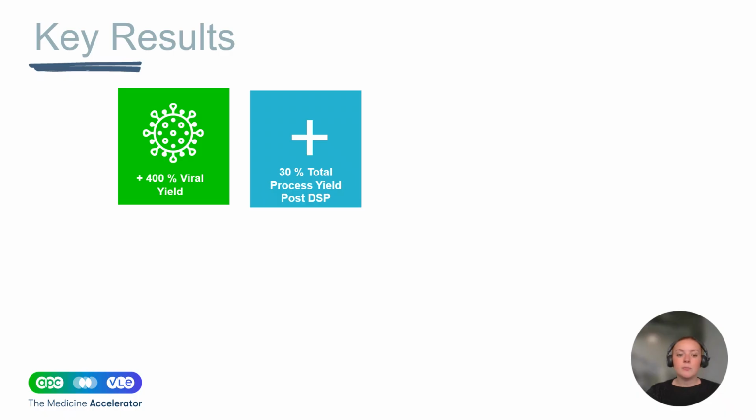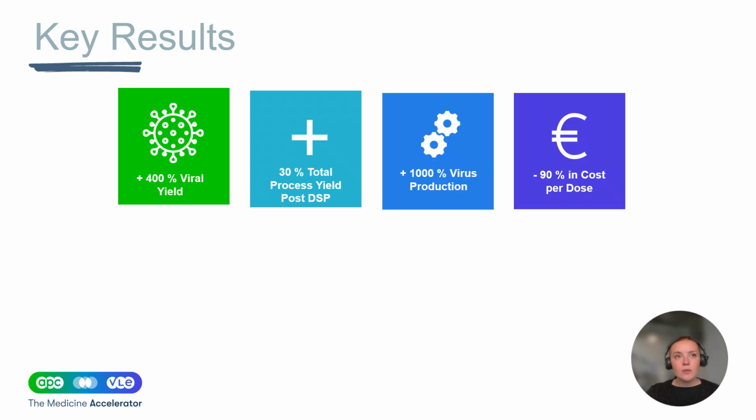So the key results from this process were that we increased our viral yield by 400%. We had a 30% total processed yield post downstream. And for anyone familiar with these oncolytic viruses, or MVAs as they're also called, 30% is quite high for a downstream yield, because the virus can't be filtered, and we have to go through a lot of steps to purify it.